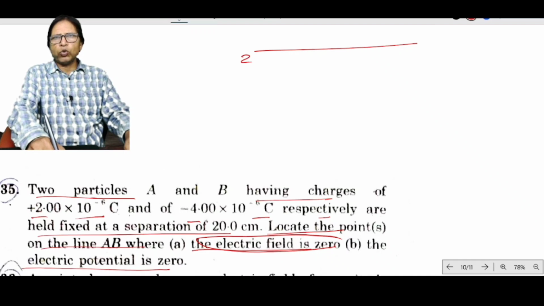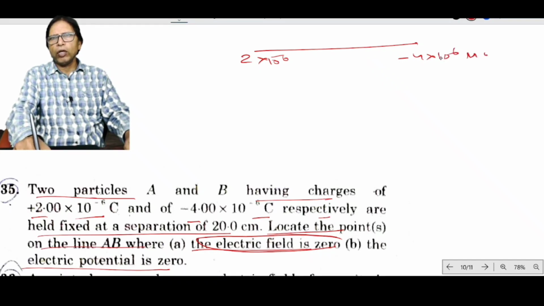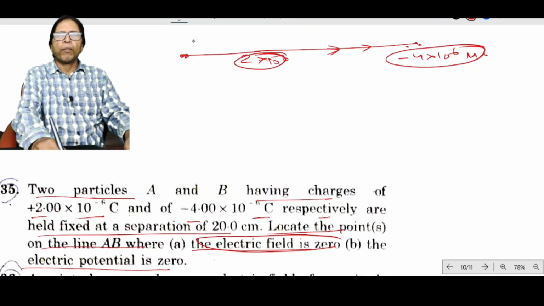This is the charge 2 into 10 to the power minus 6 coulomb, and this is the minus 4 into 10 to the power minus 6 coulomb. Look at this. Between the two charges, electric field is never 0, because here electric field is always directed from positive charge to negative charge. Now we get a point somewhere at this position where electric field becomes 0.